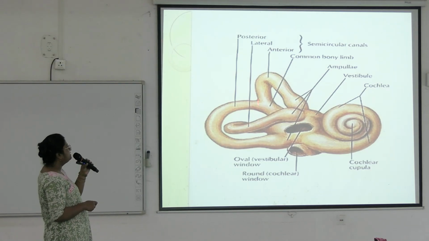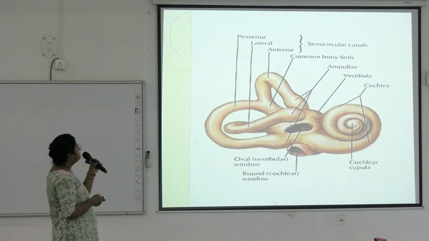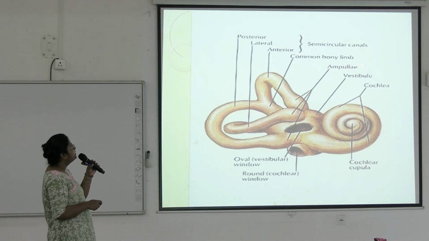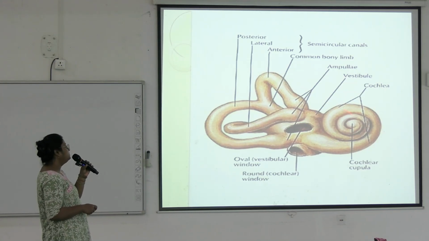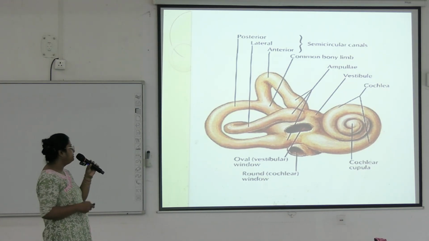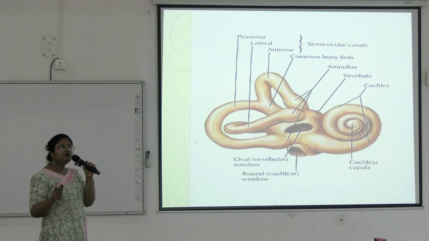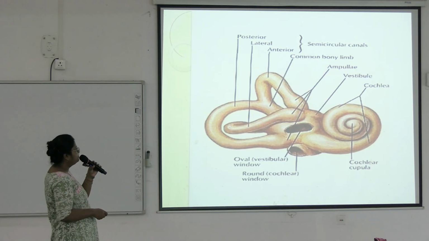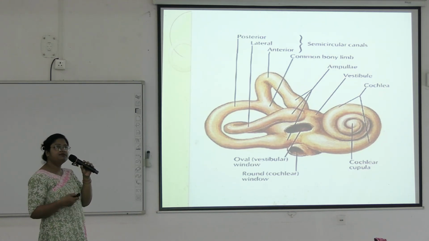You remember the three semicircular canals are joined with the vestibule via 5 openings, because the non-ampullated ends of the anterior and posterior semicircular canals join to form a common bony limb, which is joining with the vestibule. And this vestibule is connected with the middle ear via 2 openings. One is the oval window or vestibular window, which is covered by the footplate of the stapes, and another is the round window, which is covered by a membrane, and through these windows sound transmission occurs.